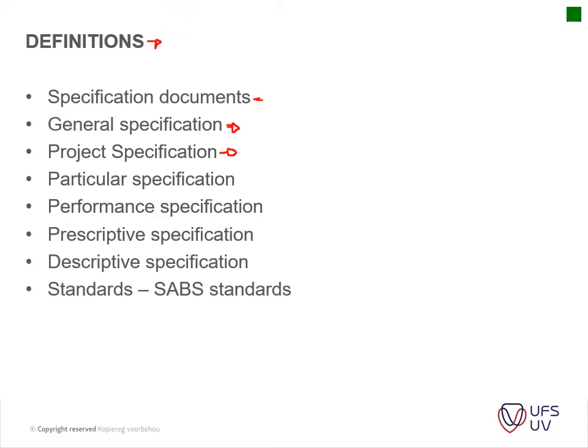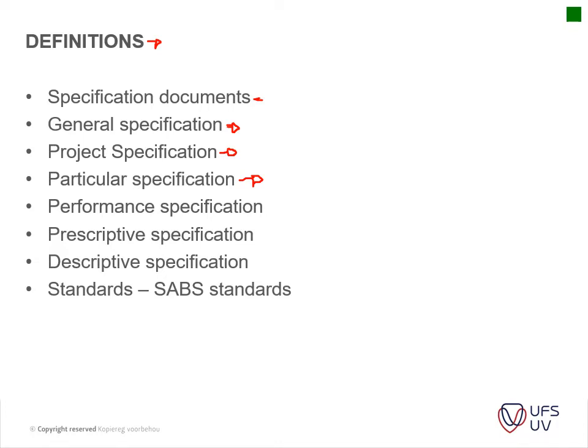Then your particular specifications are, for instance, what type of brick should be used. The brick should be at least a 7 MPa compression strength. It should be made out of this fines. It should have this type of moisture content, etc.